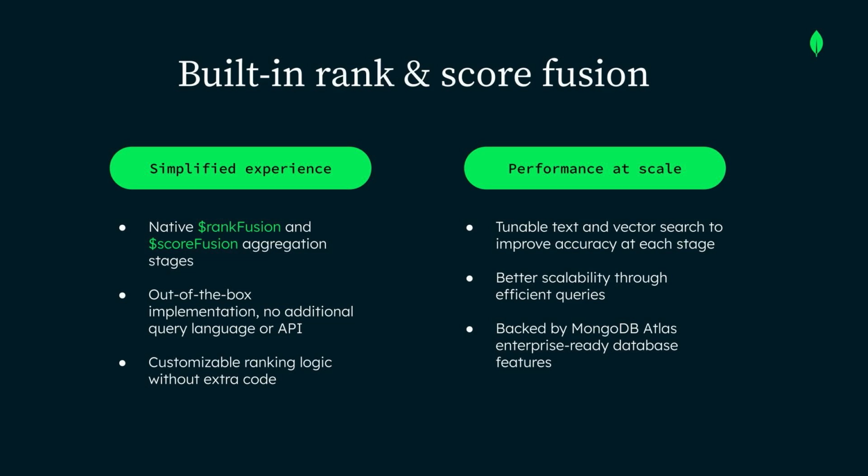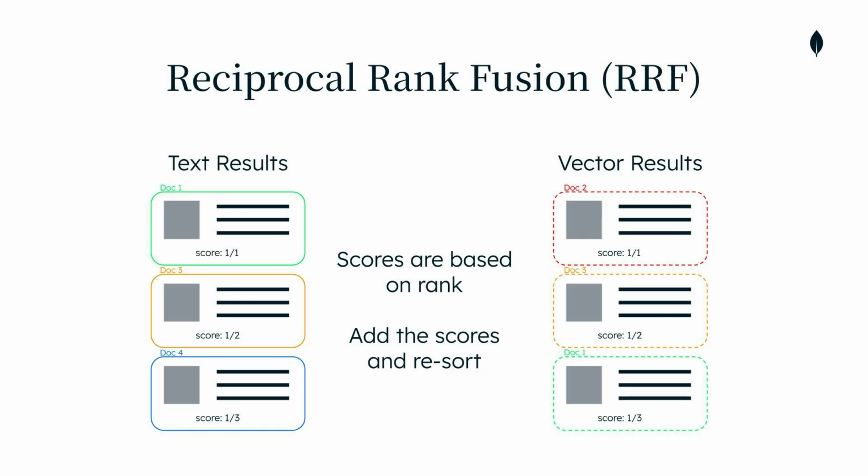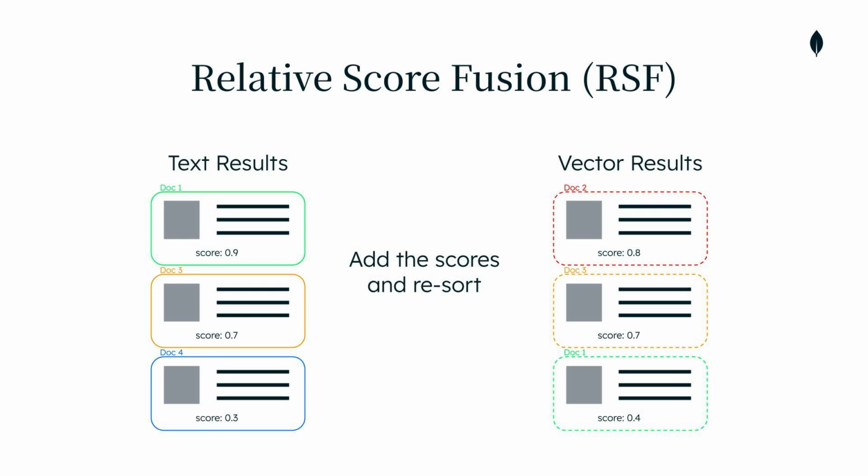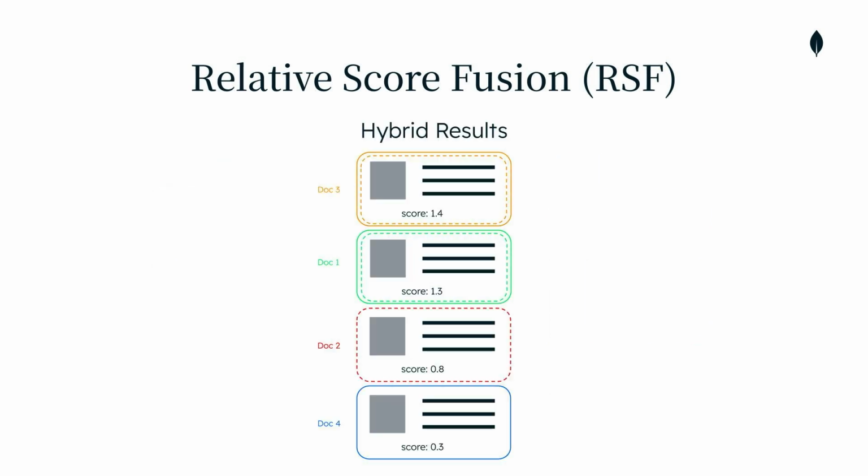Rank and scoreFusion are mechanisms for combining lexical and vector search. With rankFusion, you use the search ranking from each retrieval method. So you do a text search and you do a vector search, and you take the rank or position of each result, and you combine them using the reciprocal of the rank as the basis for the score. With scoreFusion, we take into account the score that each result receives from the different retrieval methods, and then rank based on a combination of those scores.